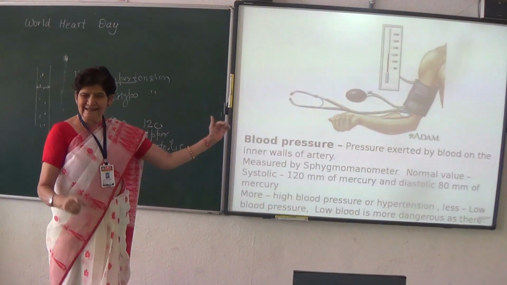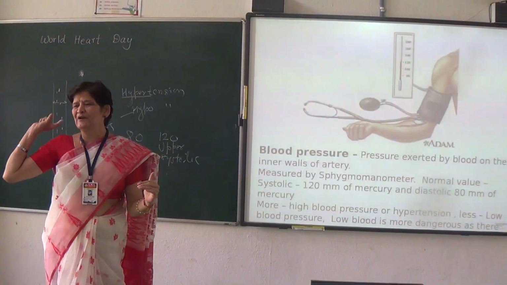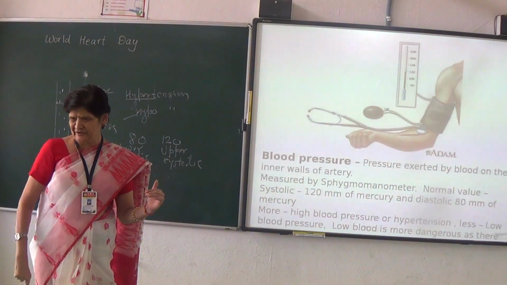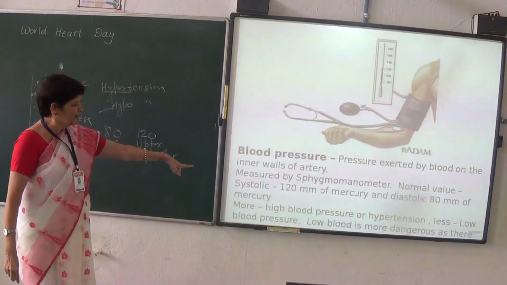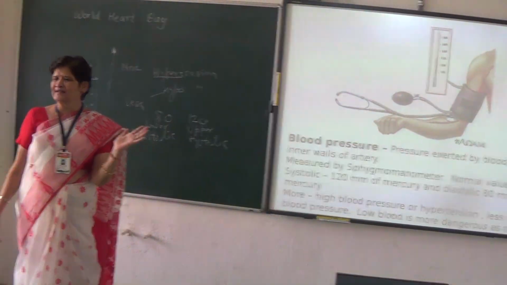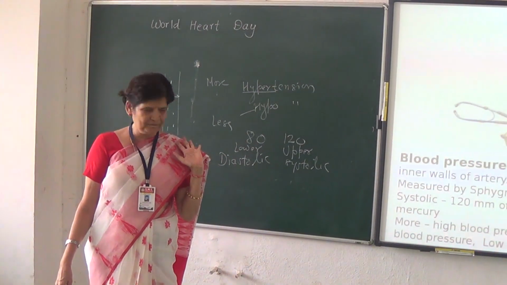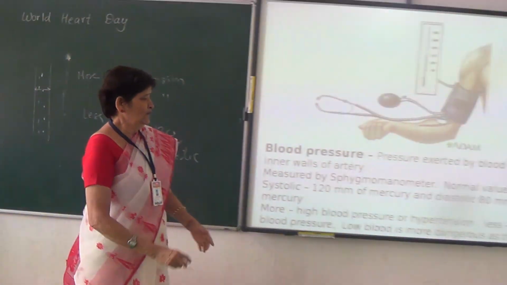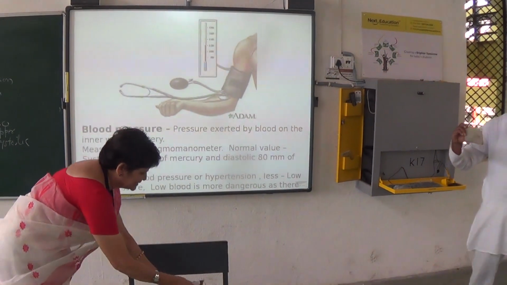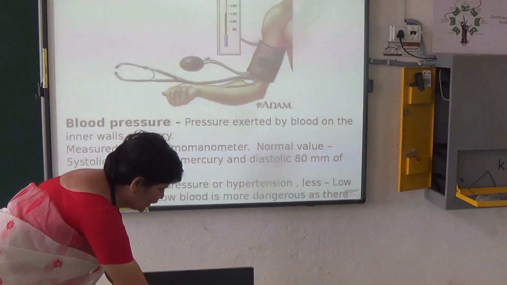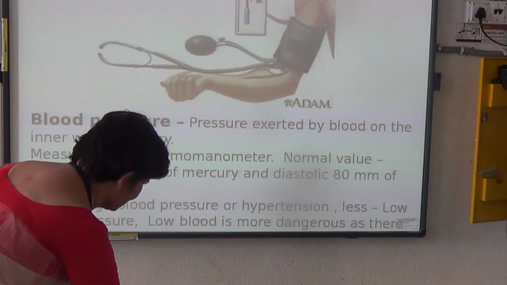If less than 80, then we say that the person is suffering from low blood pressure. If more than 120, then we say that the person is suffering from high blood pressure. So higher blood pressure is called hypertension and lower is called hypotension.